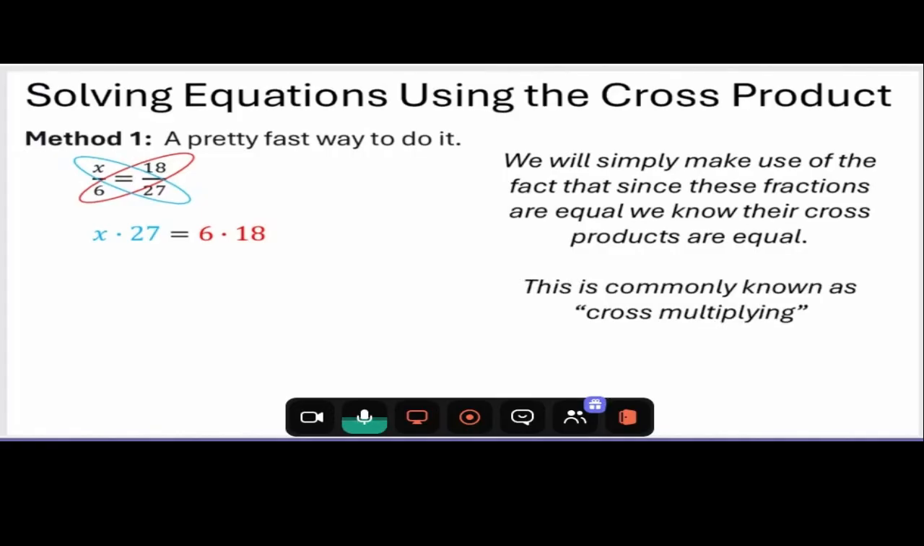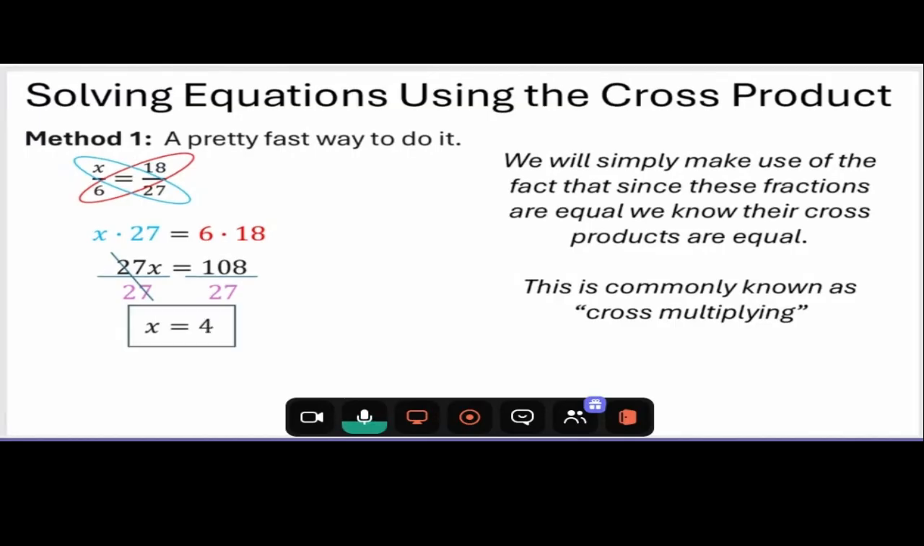Okay, what we've done now is we have created a nice simple equation. x times 27 we would normally write as 27x. 6 times 18 we can figure out as 108. Look at that. This is just a standard one-step equation. We solve for x by dividing both sides by 27 because the 27s cancel, leaving the x all by itself, which was the whole point.